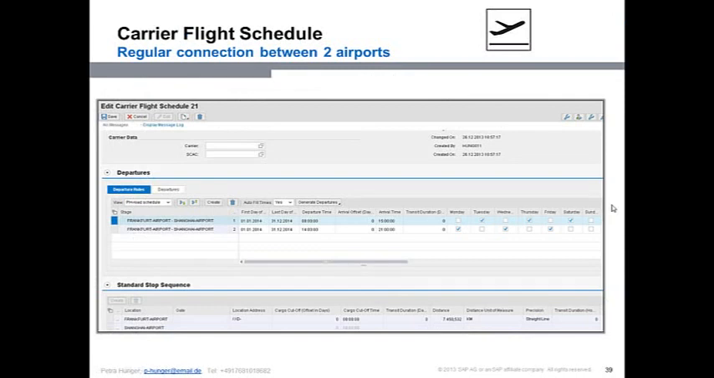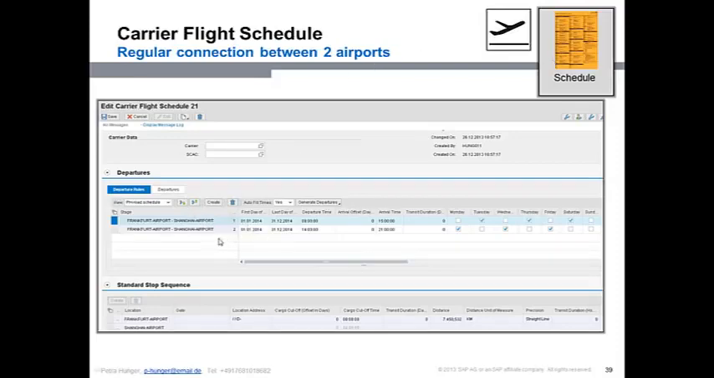Last but not least, let's have a look at the carrier flight schedule. Everything looks similar to the other schedules. There's no container freight station section, but there is a departure section. Because you may have several flights in a day, you may have several lines here, as I mentioned already.